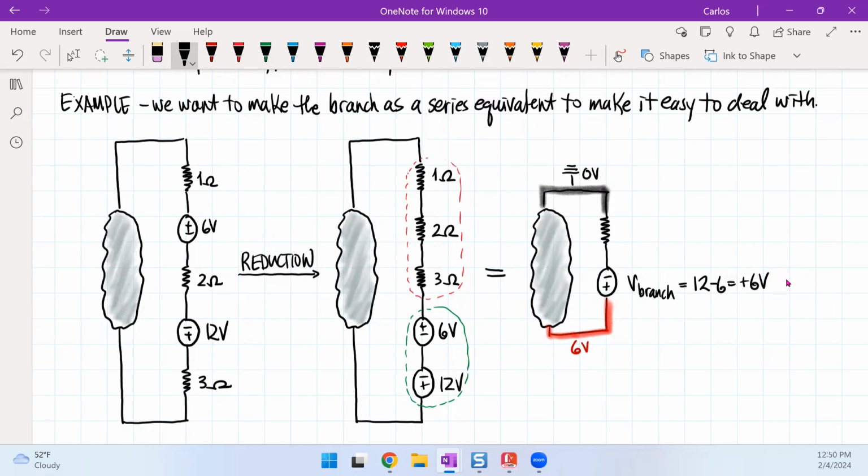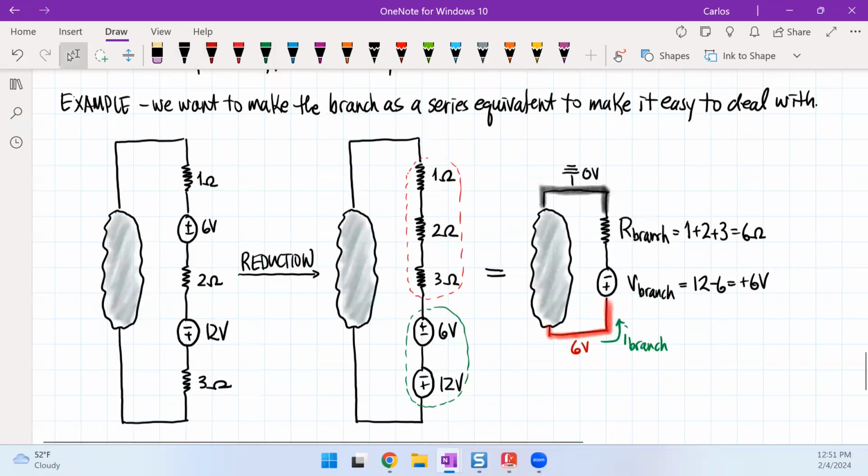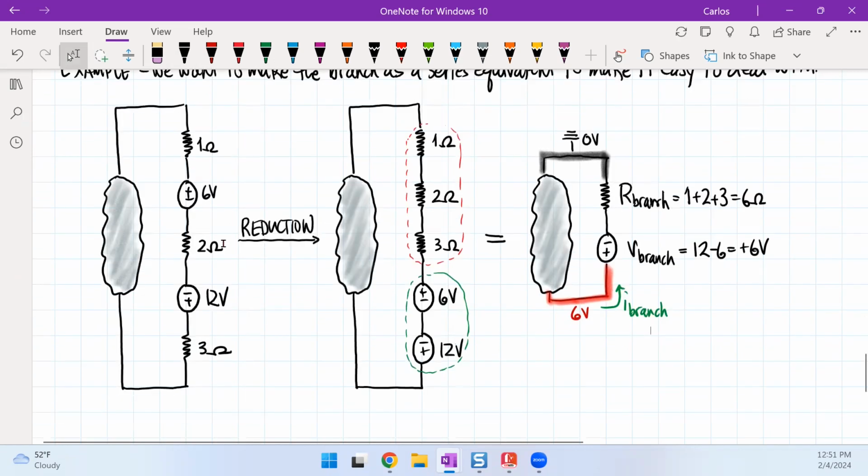So what you're seeing here is that if I look at my branch resistance, well, since they're all in series, then this is going to be 1 plus 2 plus 3. So this is a 6 ohm resistor. So now I have my I branch that would then go into that circuit right there. So now we can apply Ohm's law to figure out this current here. So let's look at some of the details here.